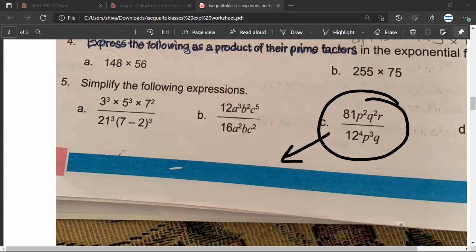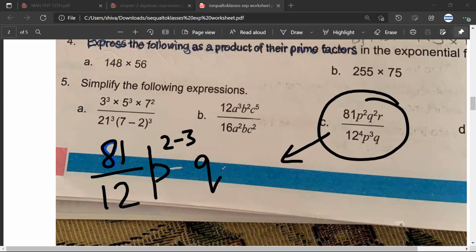So it's p raised to power 3. So it will become p raised to power 1 on the denominator, and q raised to power 1 on the numerator. So it will be 81 q raised to power 1 r upon 12 raised to power 4 p raised to power 1.